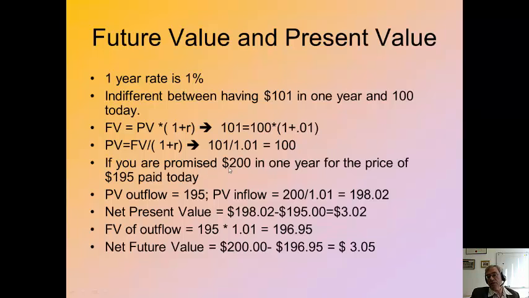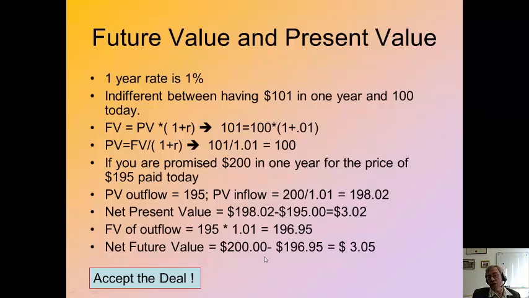If you're promised $200 in 1 year for the price of $195 paid today, the present value of the outflow is $195. The present value of the inflow is simply 200 divided by 1.01, which is $198.02. The net present value is $198.02 minus $195, what you have to pay out today, $3.02. The future value of the outflow is $195 times 1.01, or $196.95, so the net future value is $200 minus $196.95, or $3.05. You'd accept the deal.